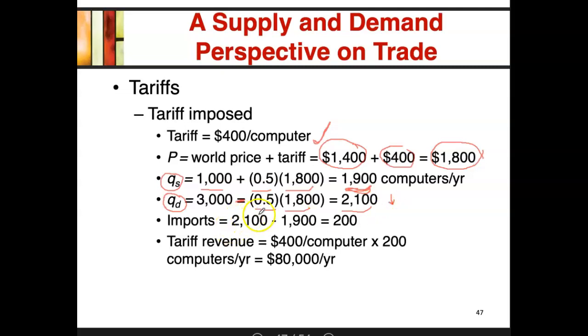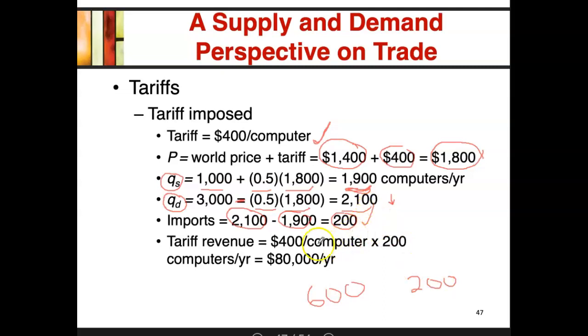And our imports are again quantity demanded minus quantity supplied. So we have 2,100 minus 1,900, which is 200. So our imports actually decrease from 600. Initially our imports without a tariff were 600, and now our imports with a tariff are 200. So the government has been able to decrease imports to 200.